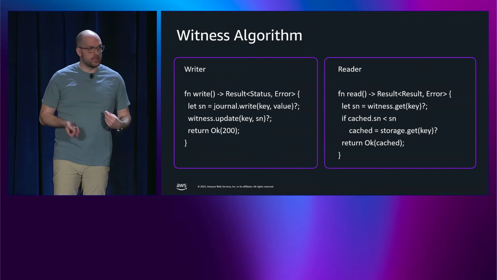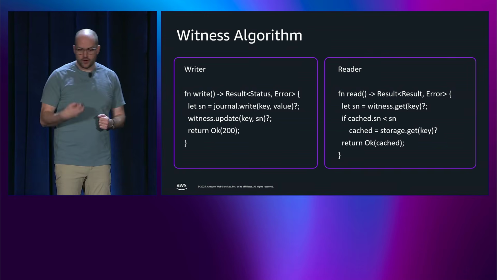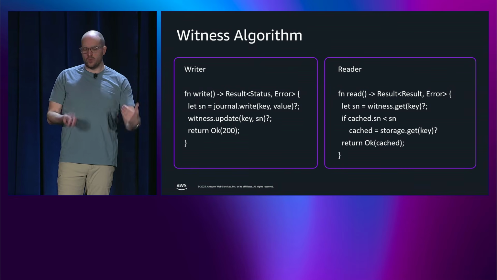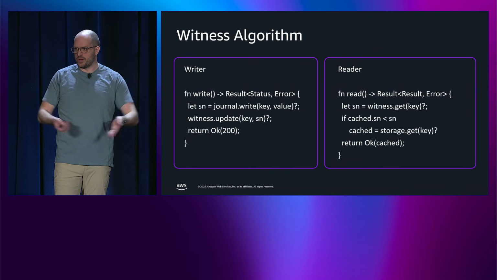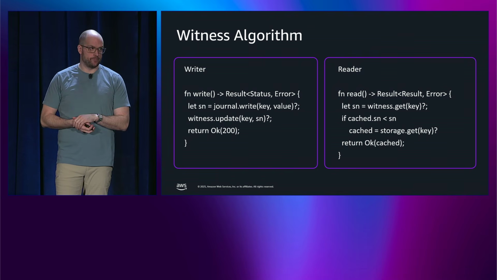And so with the witness, we can modify our read and write algorithm to look like this. So writes go to the journal like before, and then the witness. And then reads talk to the witness. And if the witness says you're fine, then the reads can return from the cache. And if the witness says no, you're stale, they can go to storage.